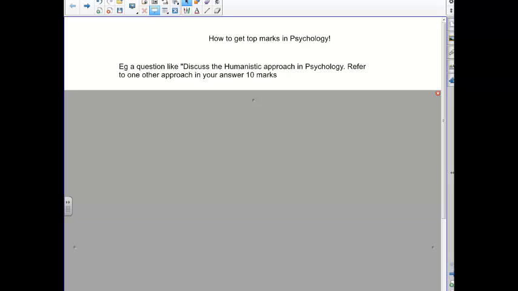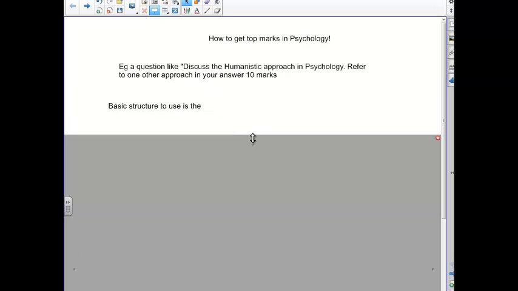So the question you had was a bog standard question: discuss the humanistic approach in psychology and refer to one other approach in your answer. To be honest, even if they're not saying refer to one other approach, they're looking for that skill. If you can make those comparisons accurately and show that you understand what's good and bad about each approach, that's exactly what they want to see in this section, in the approaches section. So I'm going to teach you a basic structure.